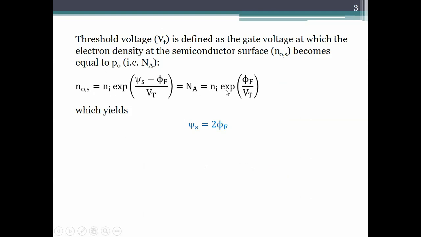So from equations, that comes out from here. We say the electron density at the surface is equal to the hole density deep in the body, and when we equate these two, psi s turns out to be 2 times phi f. So this defines the threshold voltage. Okay, so this is the other equation we need to remember.